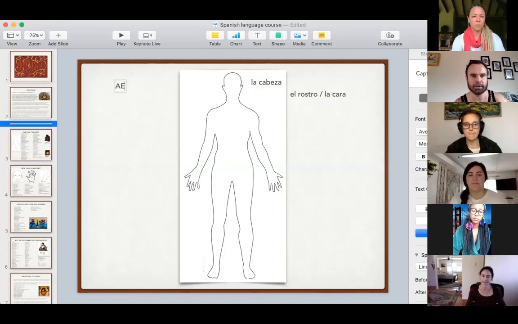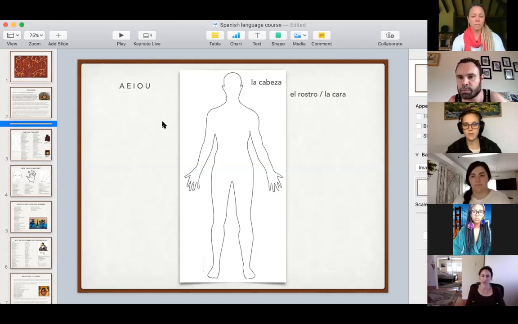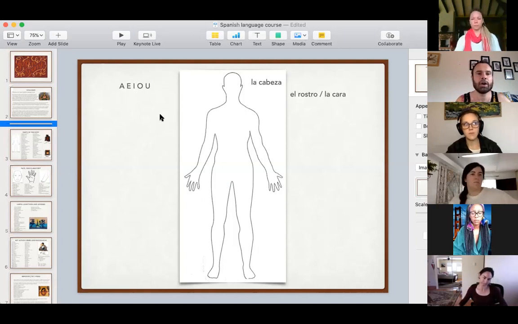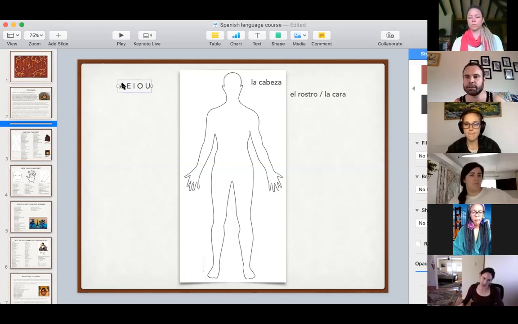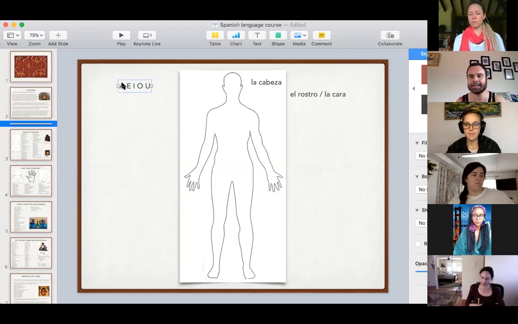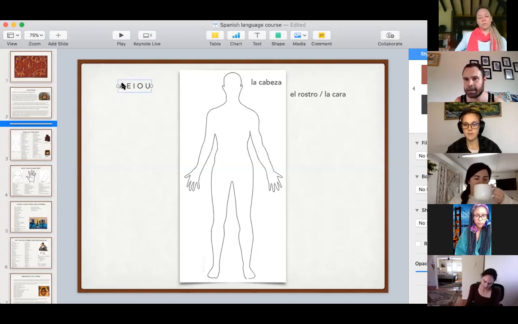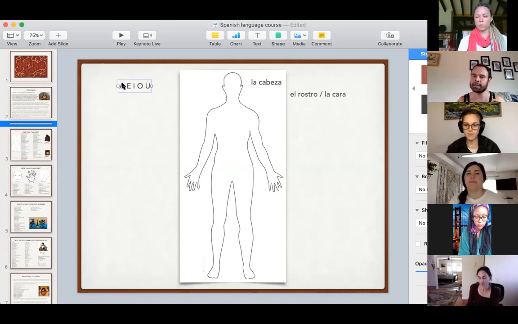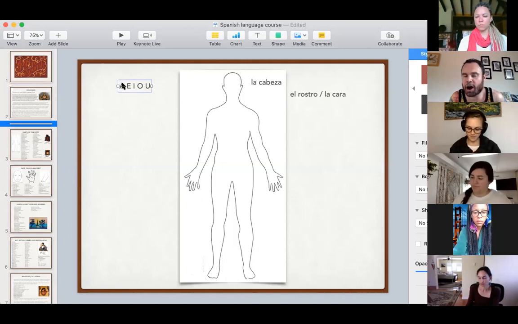So one thing I'd like to have a little bit of a focus on is how we pronounce vowels in Spanish, right? So in my experience, vowels in Spanish are pronounced much more strongly than they're pronounced in English, right? So in English, we have this kind of soft ah noise. In Spanish, it's more ah, yeah? A, e, i, o, u.